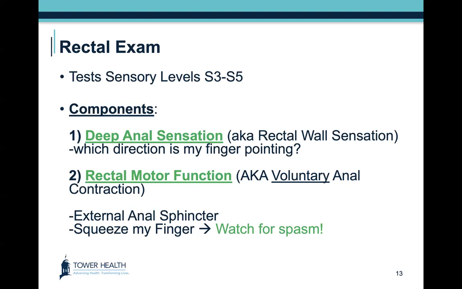Rectal exam. This is going to be the third component of the ASIA exam. You're testing two different things with this: deep anal sensation, aka rectal wall sensation, and rectal motor function. For deep anal sensation, you're putting your finger into the patient's rectum. Always use a lubricant, obviously, and a glove. I use a double glove. You're putting your finger up against the wall of the rectum, and you want to give them a reference on this, so you'll point your finger up.